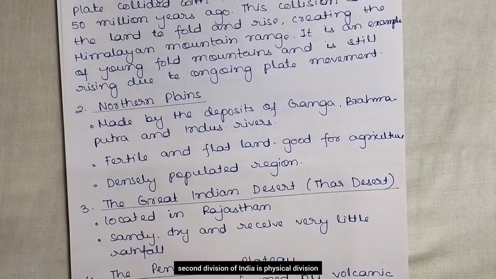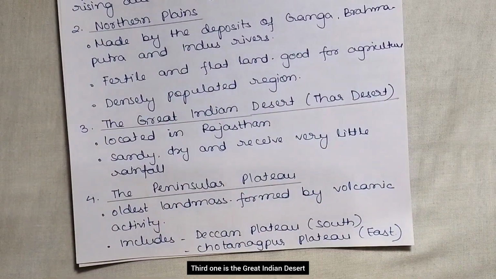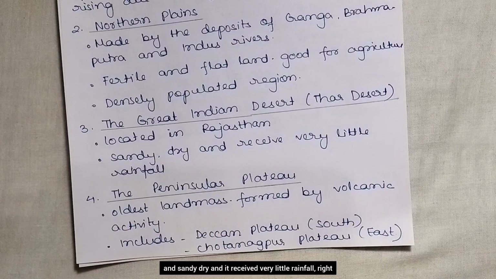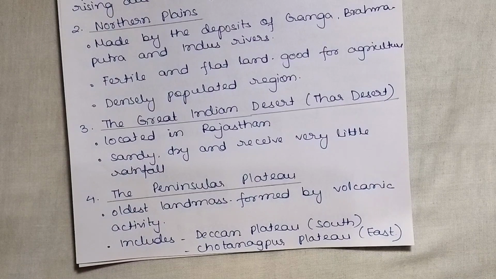The second division of India's physical division is the northern plain. It is made by the deposit of Ganga, Brahmaputra and Indus river. Fertile and flat land, so this plain area is fertile and flat and it is good for agriculture. Now northern plains are densely populated region, right? So this is the second division. Third one is the Great Indian Desert. It is located in Rajasthan and sandy, dry and it receives very little rainfall, right?